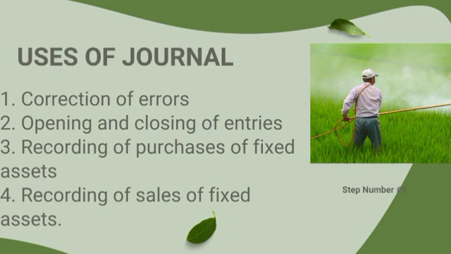What are the types of fixed assets? Maybe land, anything that is not mobile. Then recording of sales of fixed assets. If you buy any fixed asset, you can put it in the journal too. Then if you sell any, you put it in the journal. So that is the end of it.